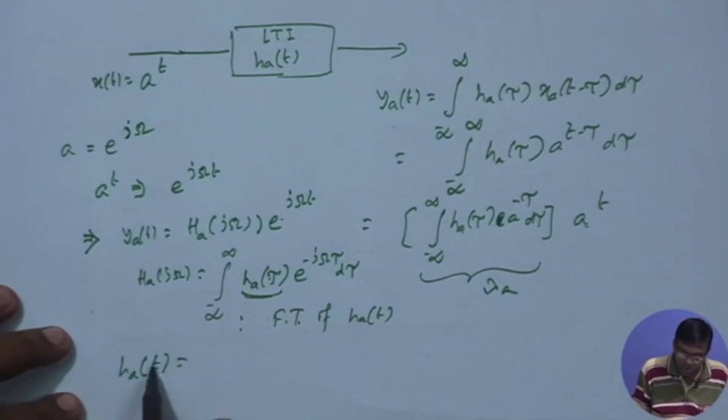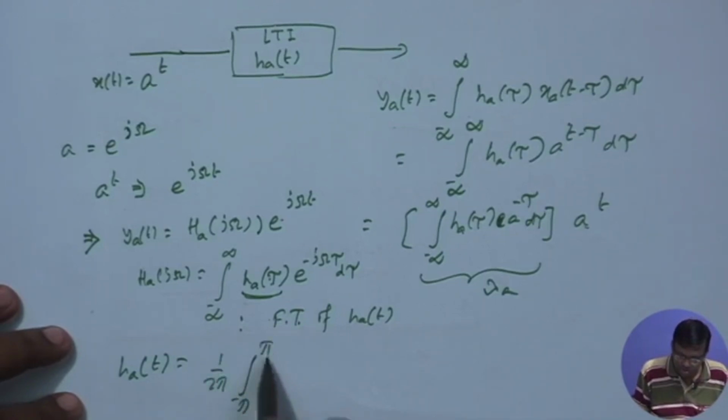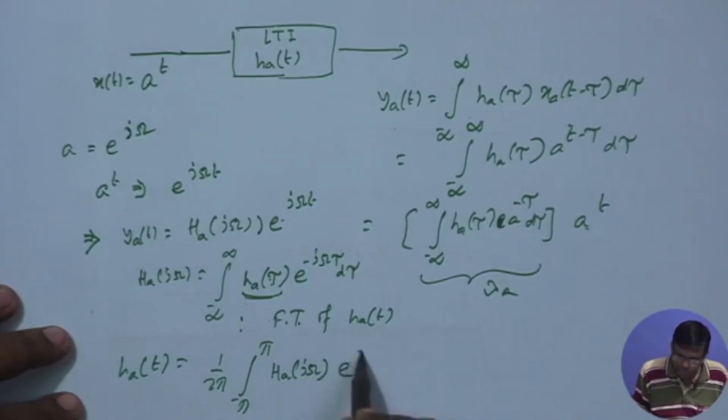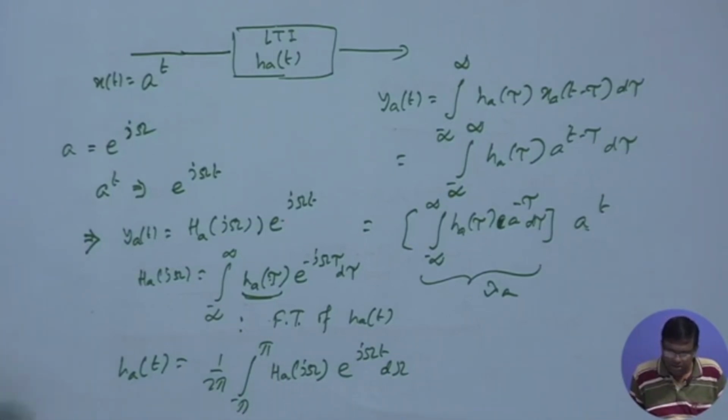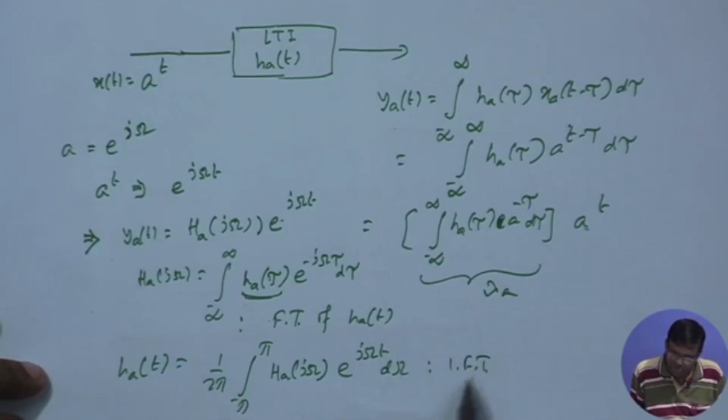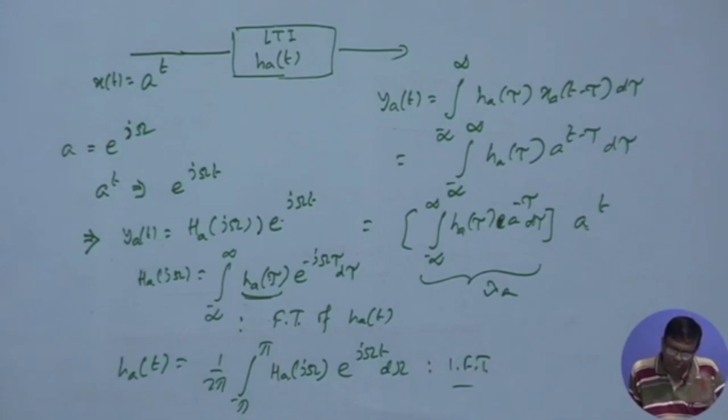h_a(t), for a chosen t, so t is fixed, is 1 by 2 pi, and here the integral is over omega. So basically all frequencies are present: for any capital omega, there is a carrier e to the power j omega t multiplied by an amplitude function, and this you are integrating, okay, and you get h_a(t). This is called the inverse Fourier transform. This Fourier transform and this IFT, inverse Fourier transform, are both analog Fourier transforms, right.